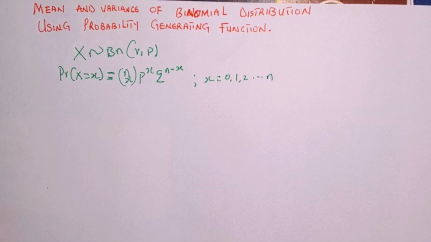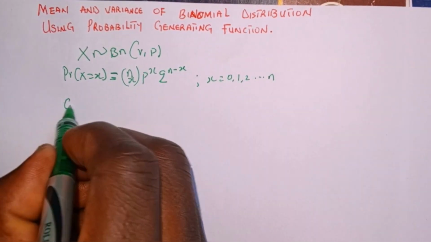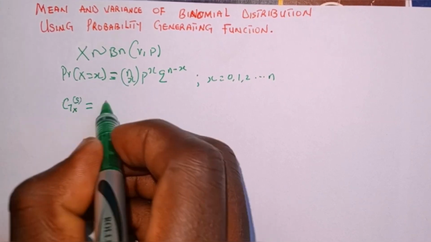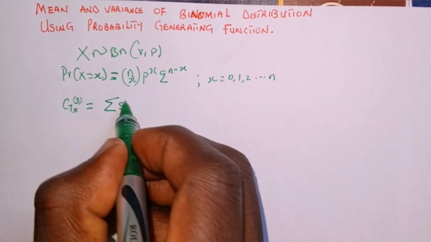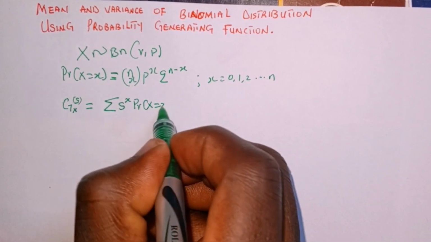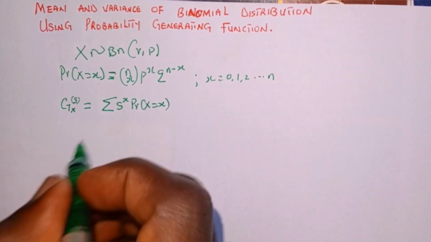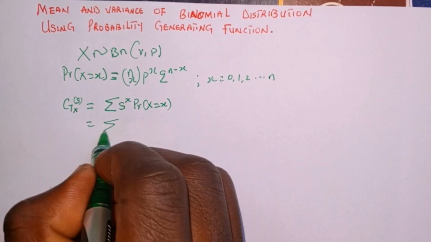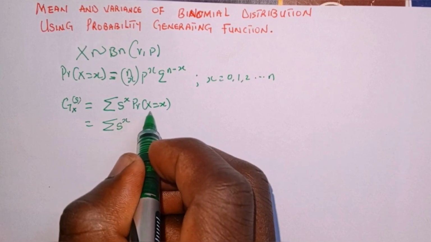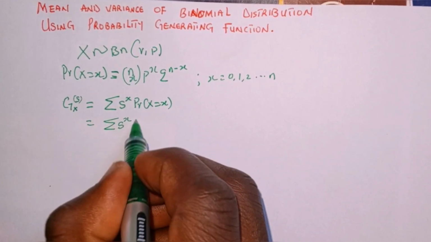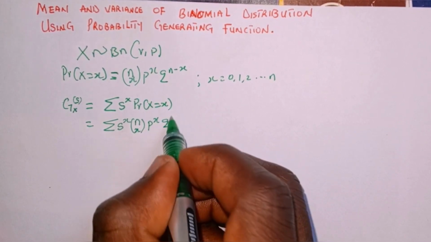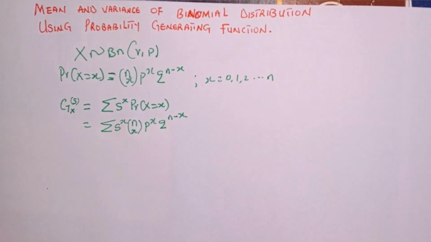And the probability generating function, which is represented by G sub X of s, is the same as what? Summation of s raised to the power of x, multiplied by the probability that X equals x. So this is going to give us the summation of s raised to the power of x, times n combination x, p raised to the power of x, q raised to the power of n minus x.